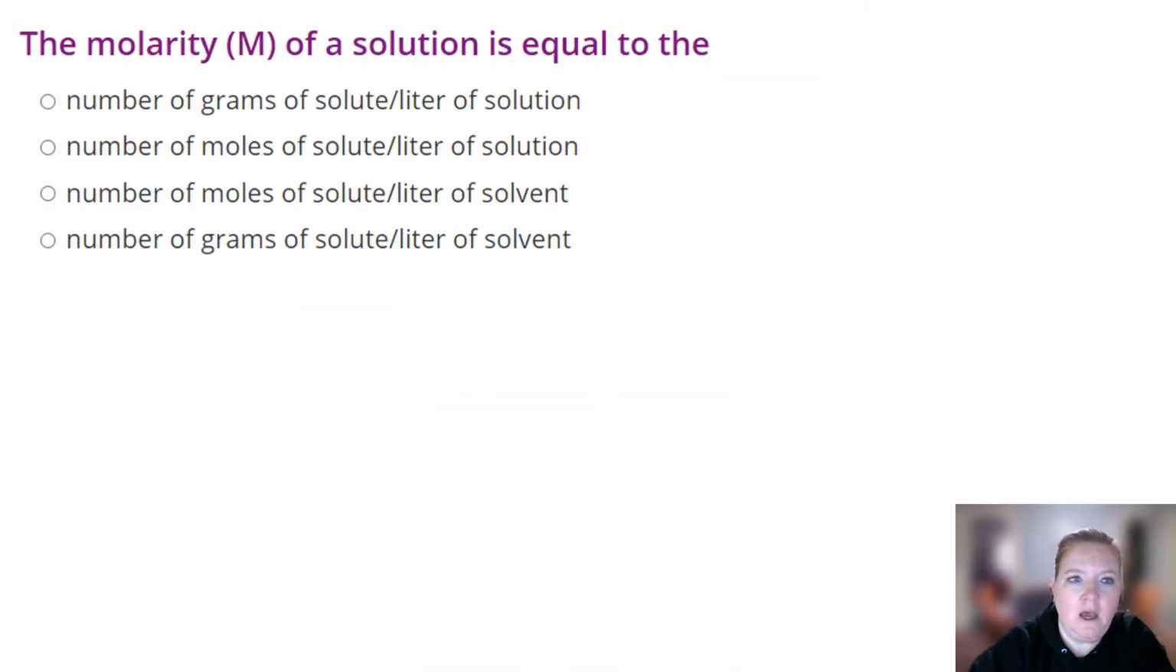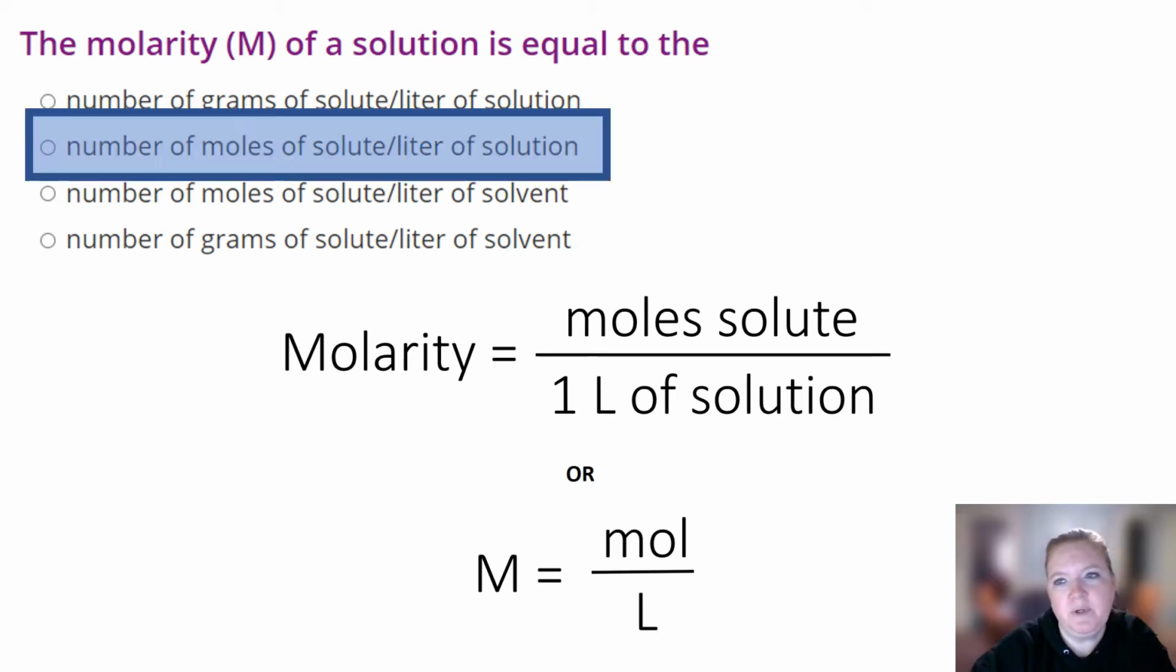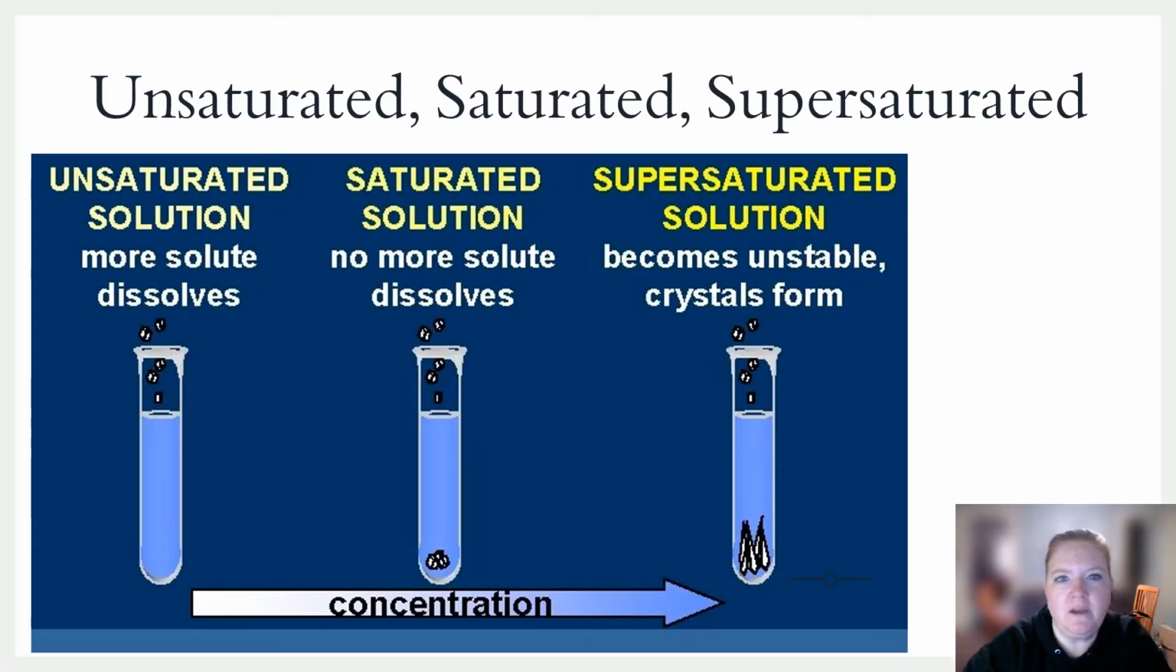The molarity of a solution is equal to moles per liter. It's important to remember liters because you can't use milliliters. Remember, we have unsaturated, saturated, and supersaturated. Saturated, maximum solute. Unsaturated, more could dissolve. Supersaturated, we made it by using heat, right? Because it actually has more solute. It's unstable. We'll get crystals.